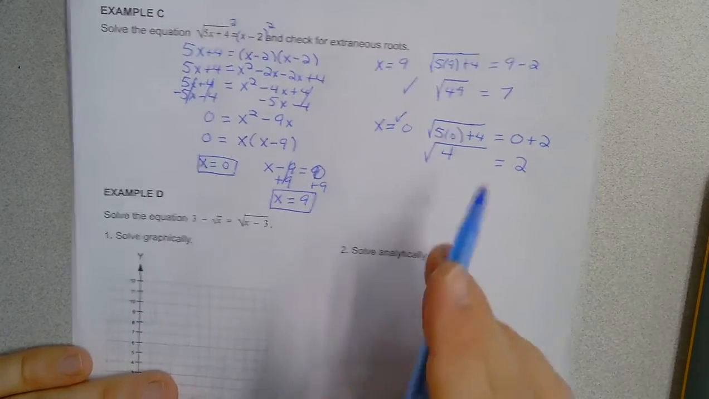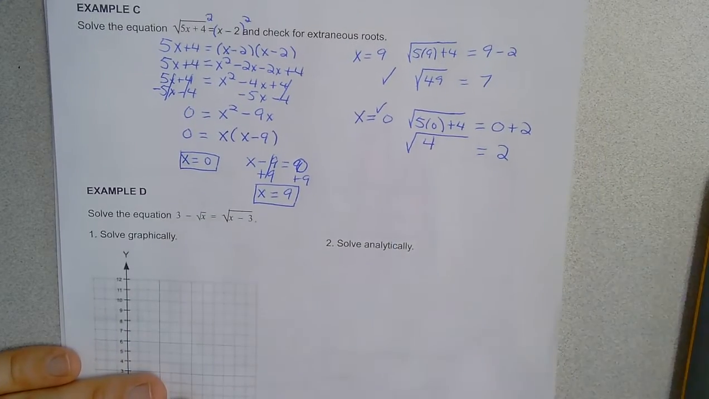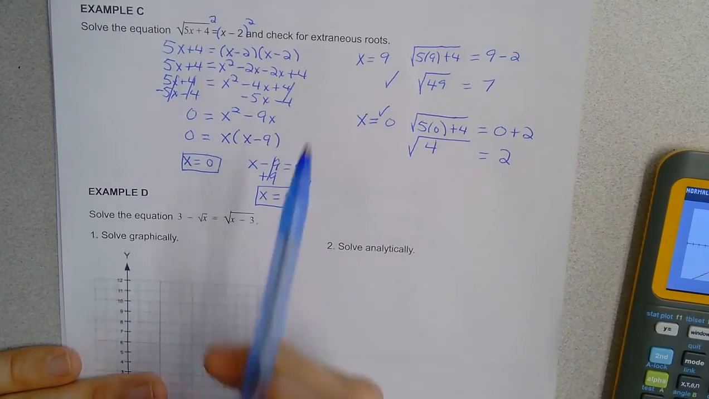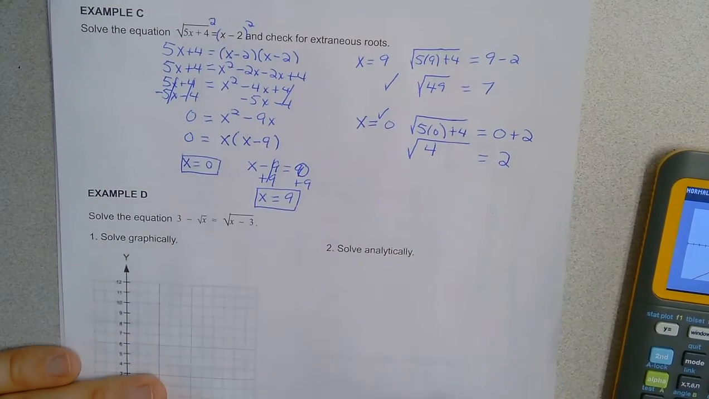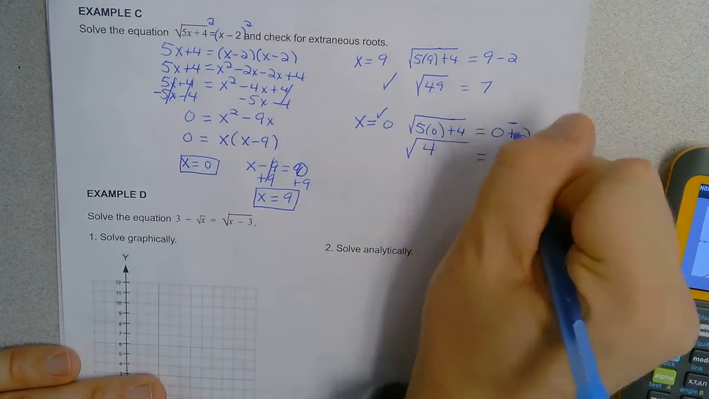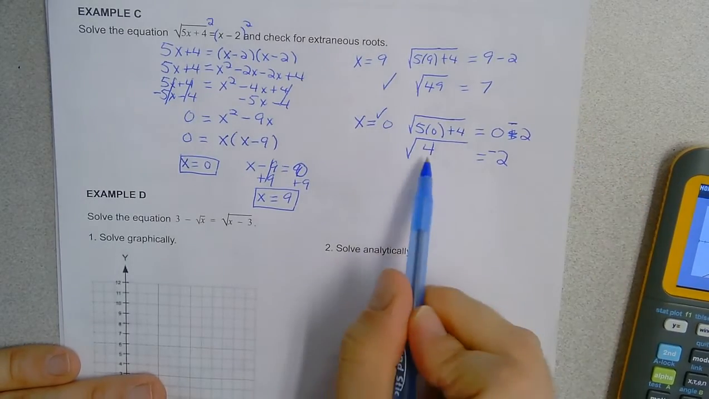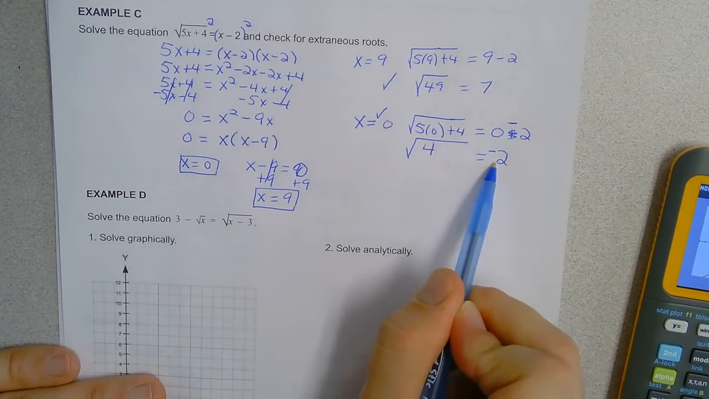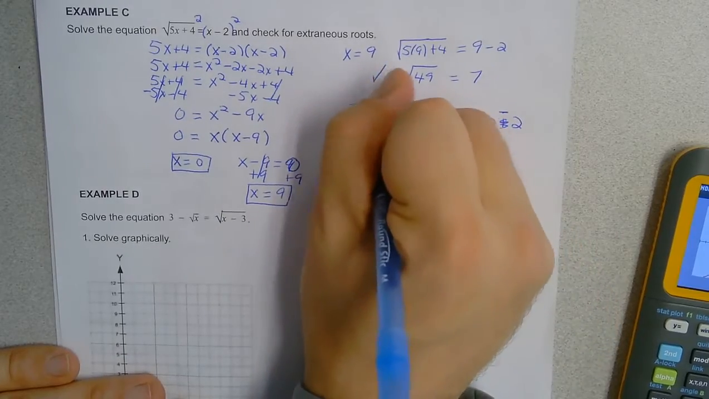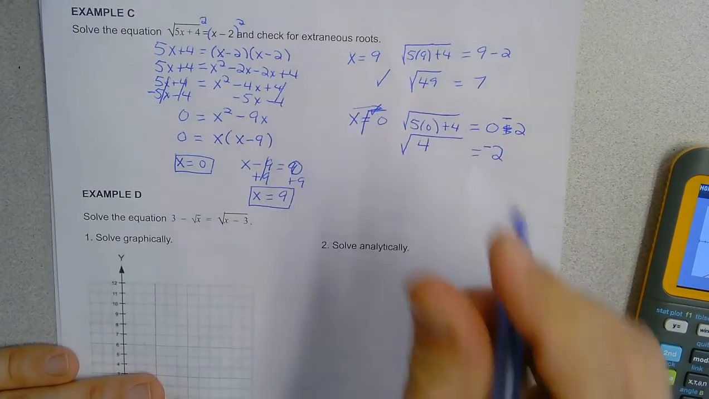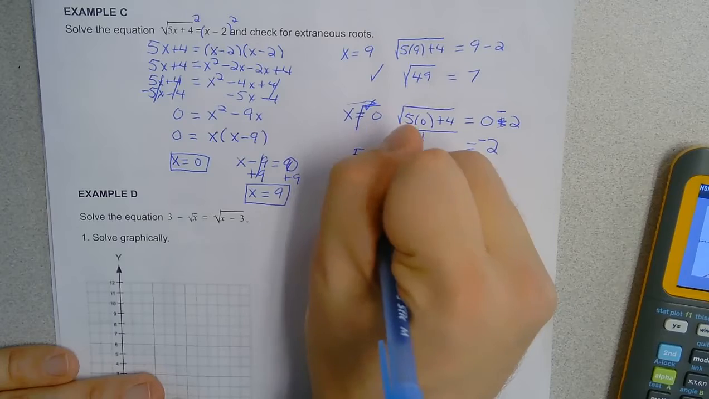Oh, and I actually made a mistake here. I was like, 0 isn't a solution on here, but I came up with one. My mistake here, it's x minus 2. So this would be 0 minus 2, and we have the square root of positive 4 is negative 2. And that is not a solution, so I came to the wrong conclusion. So this is an extraneous solution.